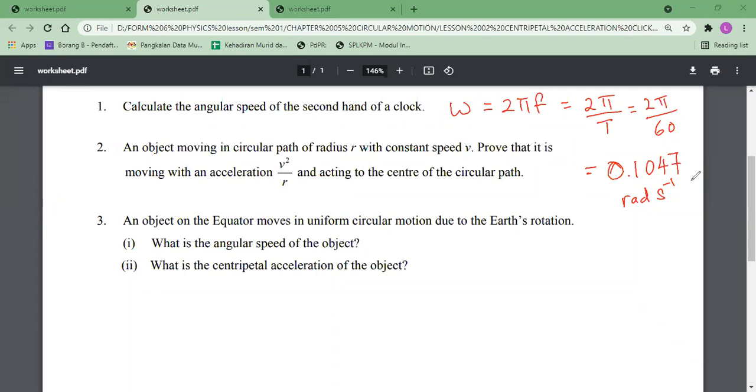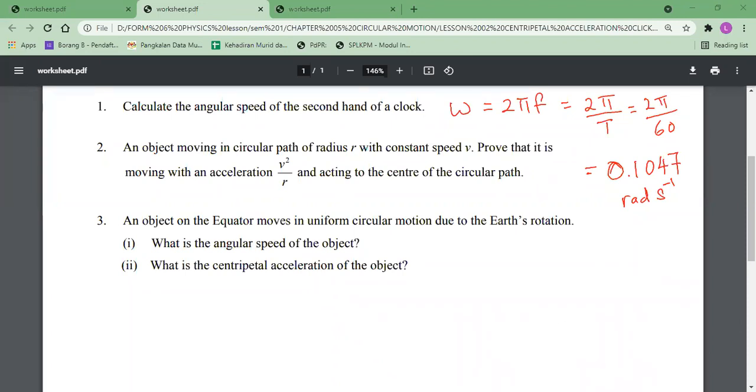Next, question number 2. An object moves in a circular path of radius r with constant speed v. Prove that it is moving with an acceleration v squared over r and acting on the center of the circular path. Okay, so that means that this one, we need to write more.